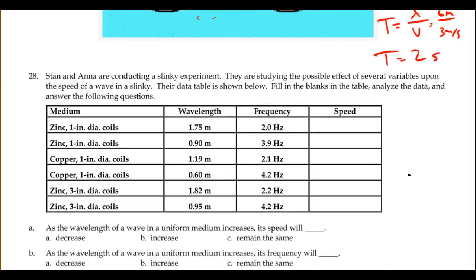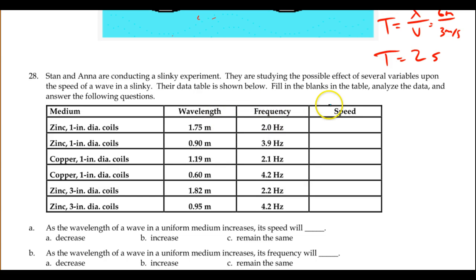Slinkies are one of the things we're going to be experimenting with. These people did a little experiment, and they changed wavelengths and frequencies and looked at different kinds of coils and changed the material that the coils of springs were made of and the size of the springs, and they got these various different things.